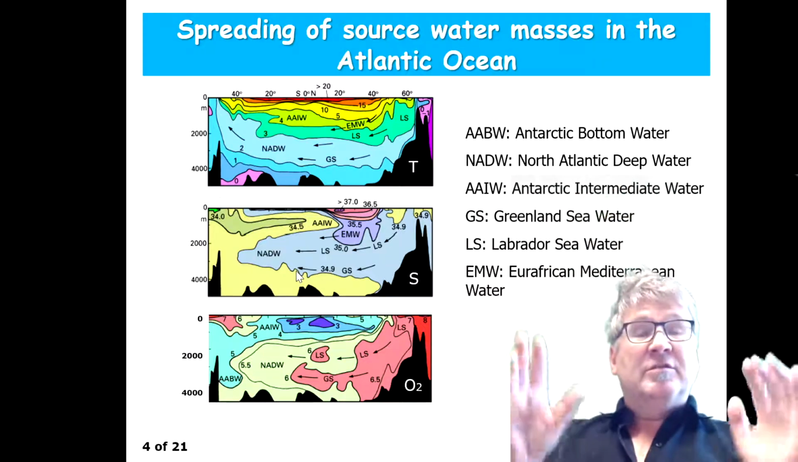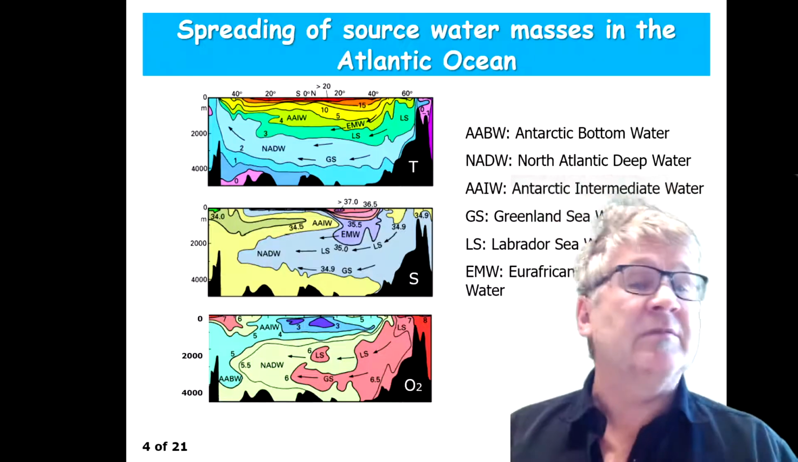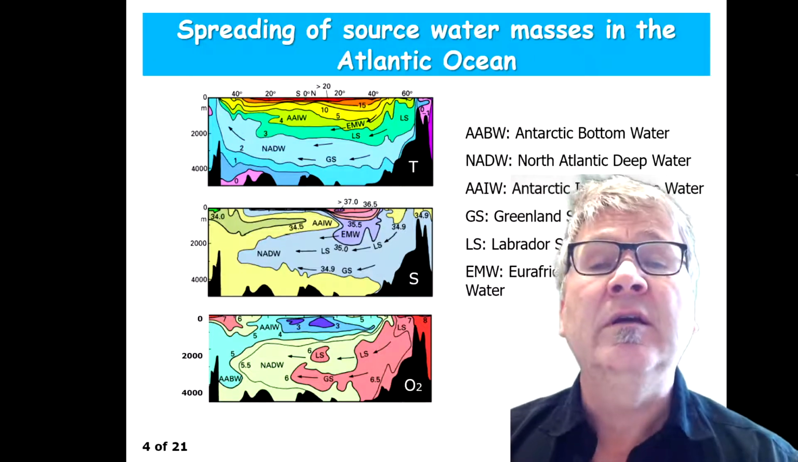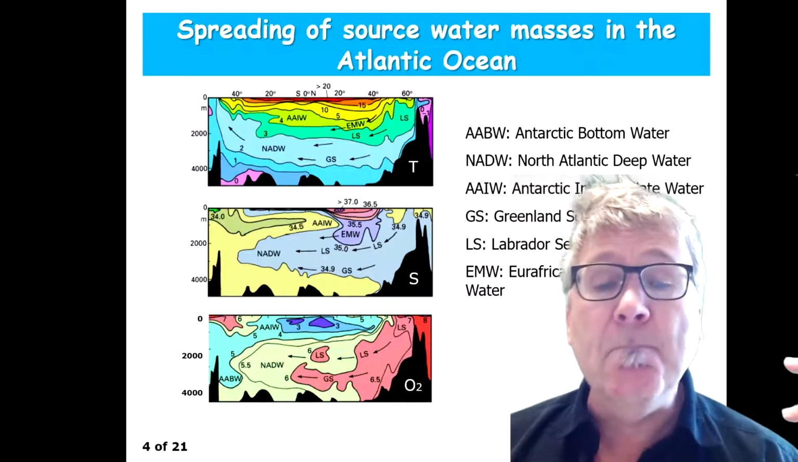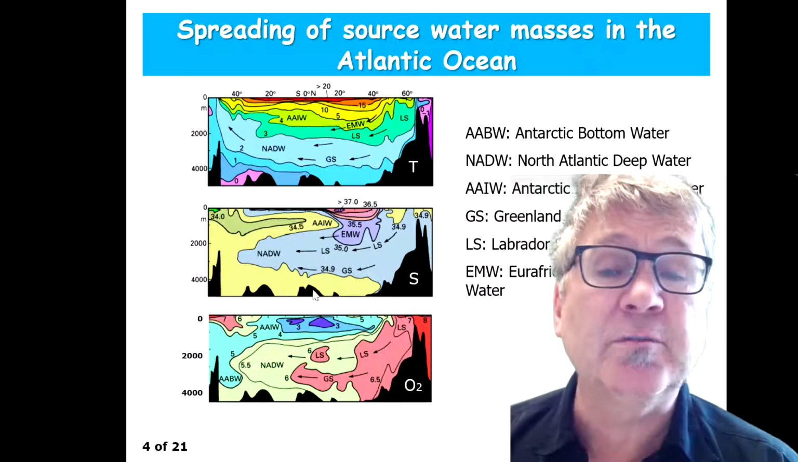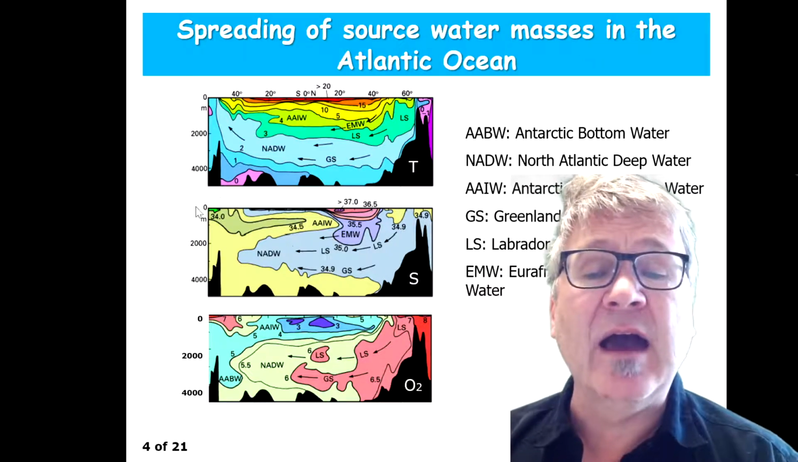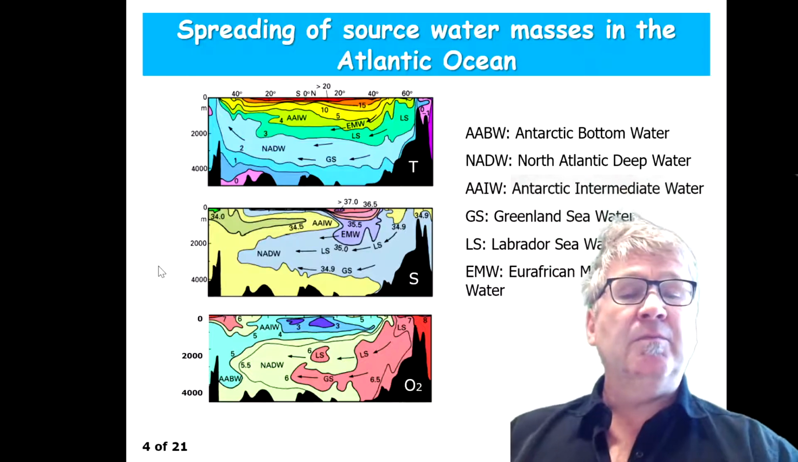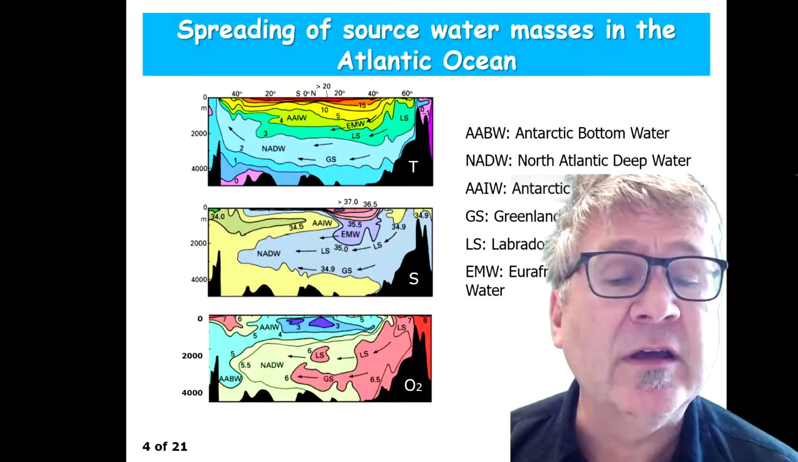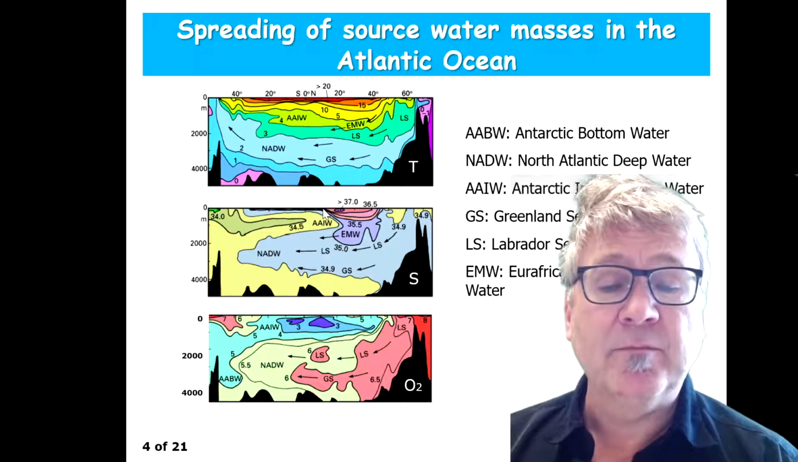In addition to that, so I don't make that story too long, you can also see something we call intermediate water, can be identified from a local salinity minimum, and it's most pronounced in the southern hemisphere, and this is called the Antarctic intermediate water. And there's not much production of intermediate water in the northern hemisphere. There's not much happening here.